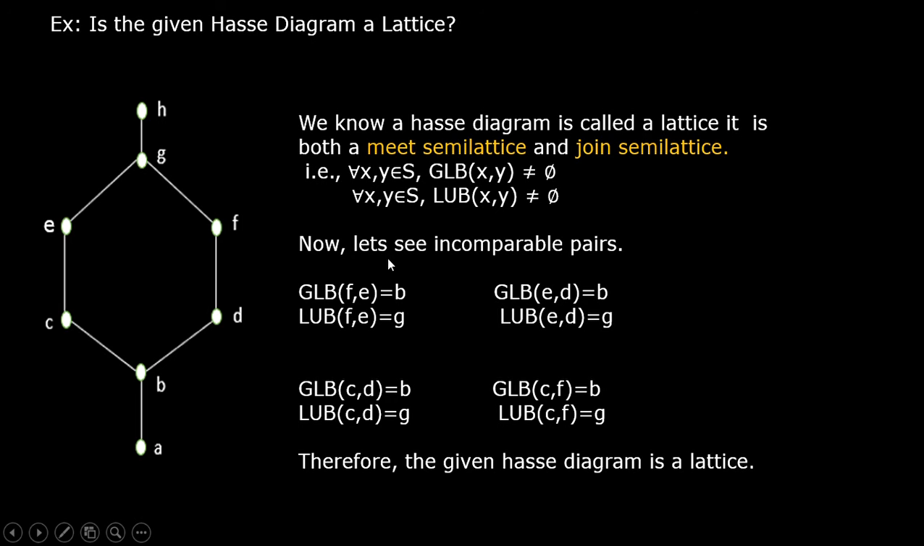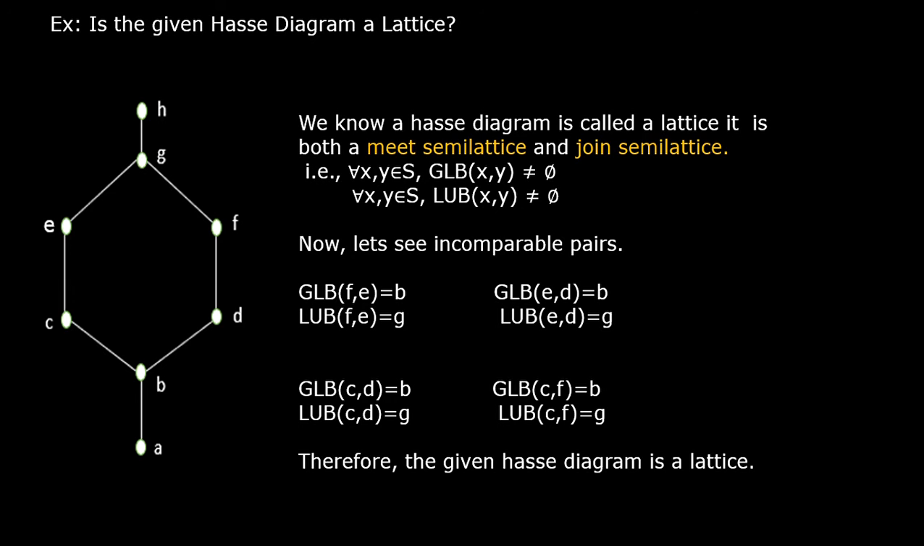Now let us see some incomparable pairs. Obviously here we are talking about every pair. So when we talk of every pair, that means we must consider both the incomparable and comparable pairs. But in comparable pairs, the greatest lower bound and the least upper bound always exist. Hence, we consider only the incomparable pairs.